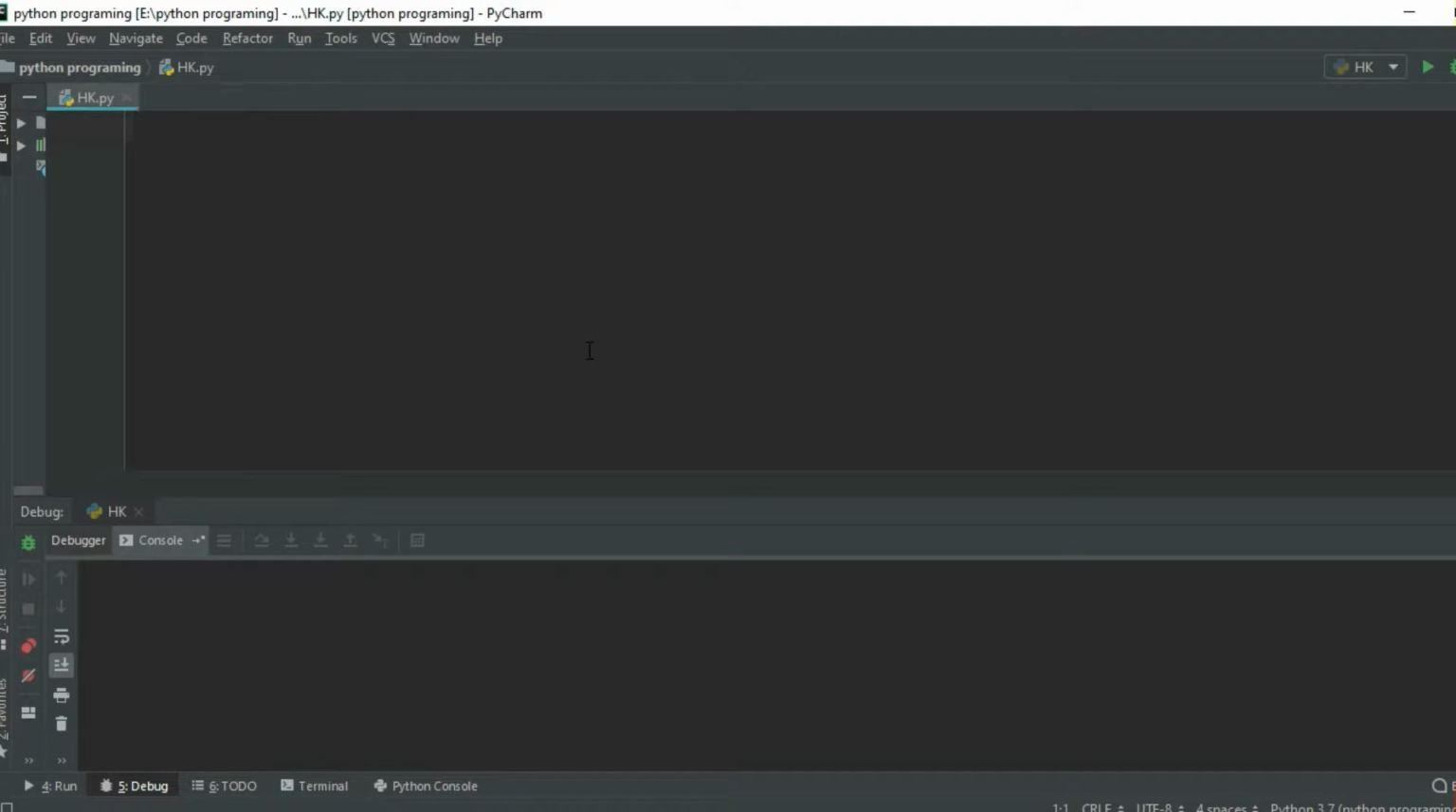Today I will tell you about the print function. The print function can work as a simple calculator. It can add two things, multiply two things and subtract two things. So we check it practically.